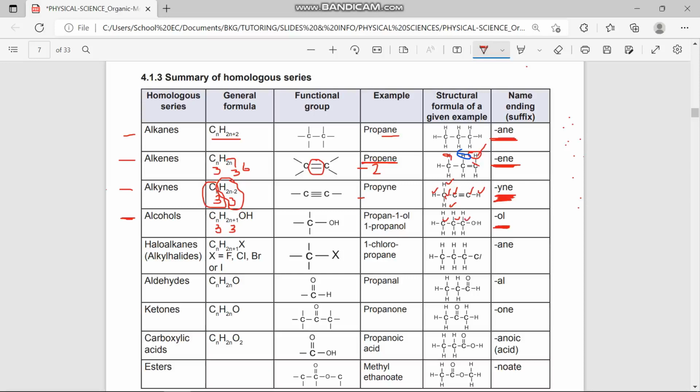1, 2, 3. Let's see if we have 7, because 2 multiplied by 3 is 6, plus 1 is 7. If we add this one, that means we have 8. Let's see that we have 8 atoms. 1, 2, 3, 4, 5, 6, 7, 8 atoms. That's how it goes, guys. So we confirmed.